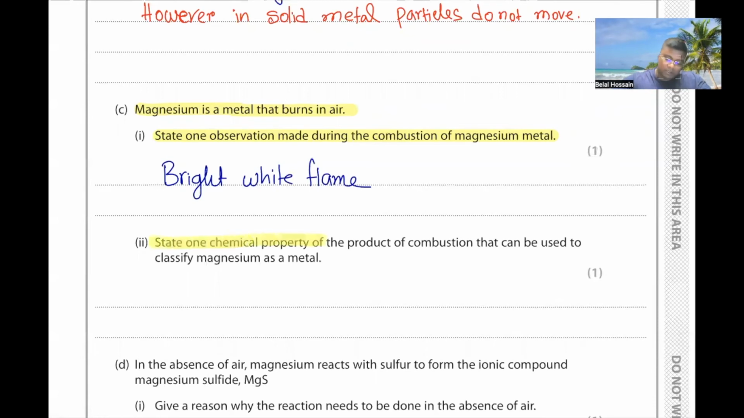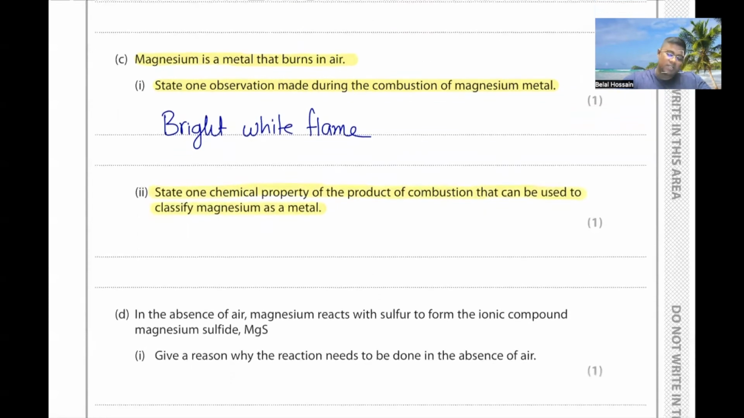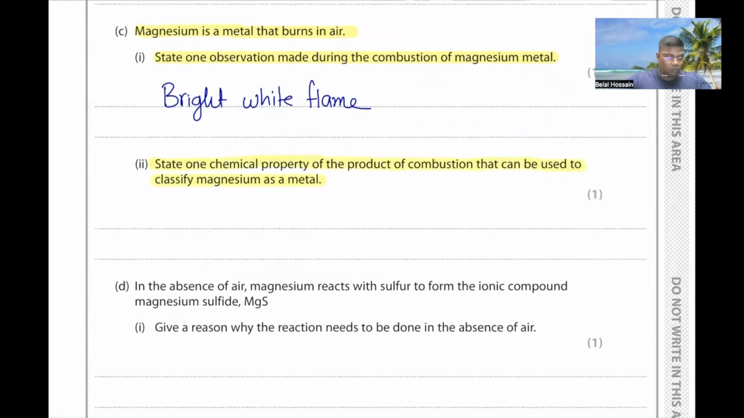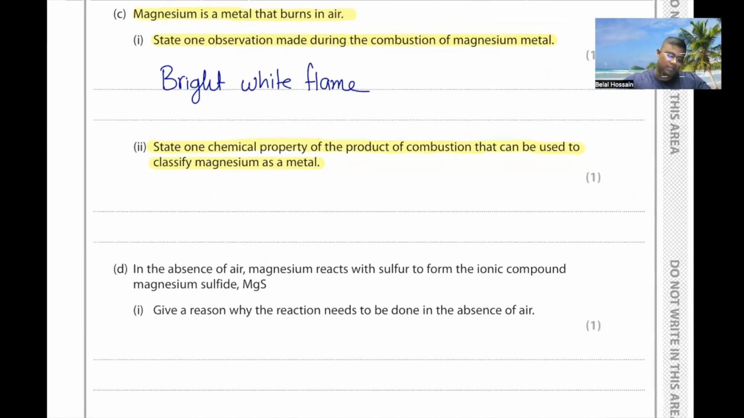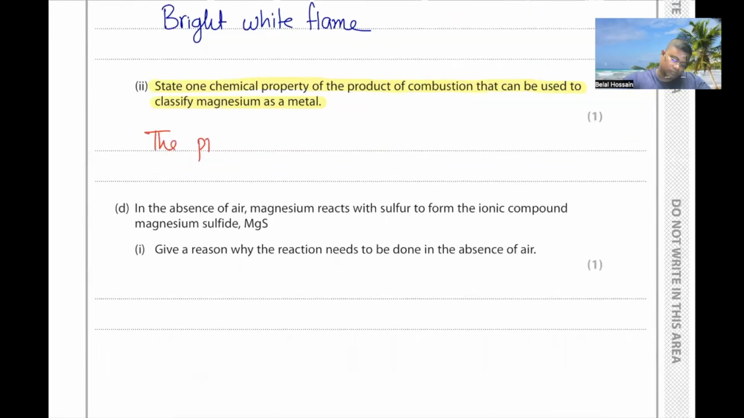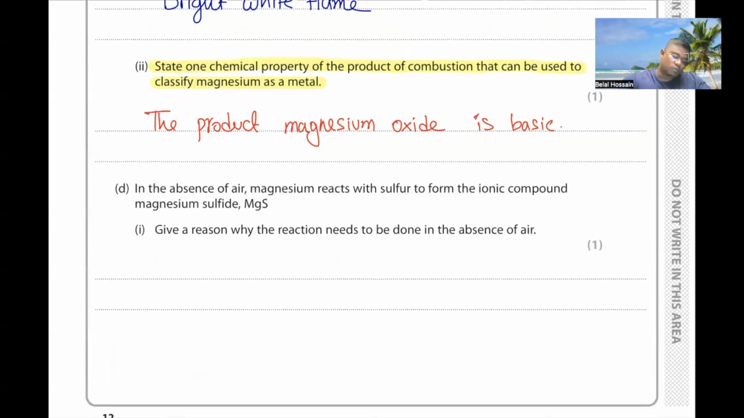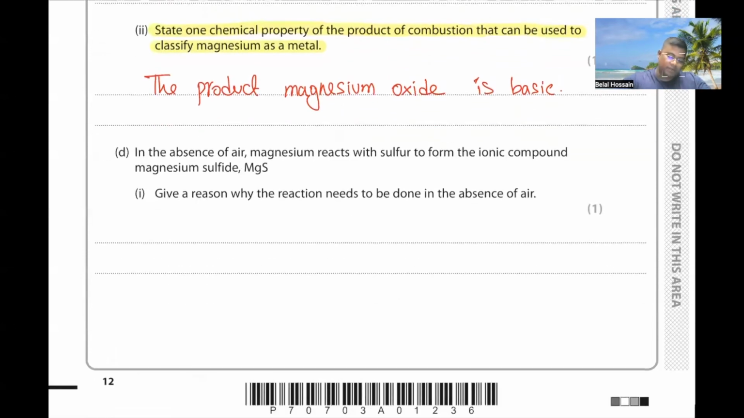Part 2. State one chemical property of the product of combustion that can be used to classify magnesium as a metal. So basically, when magnesium burns in oxygen, it produces magnesium oxide, which is highly basic. That means it has the opposite nature to acid. So that's why we can definitely conclude that magnesium is a metal. Only metals form basic oxides. So by that regard, we can definitely consider that magnesium is a metal.